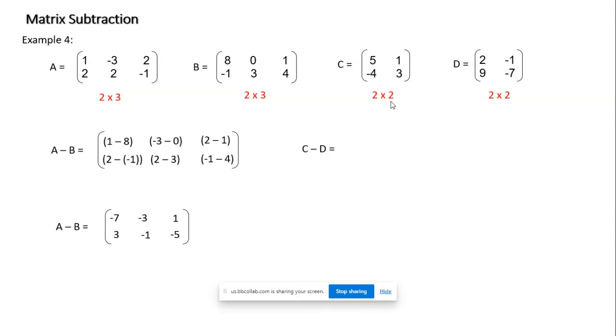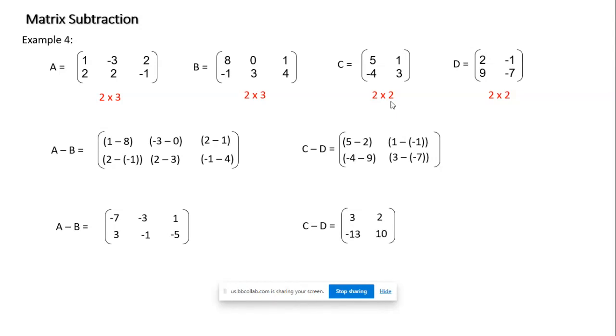I can subtract these two because I know that they're the same size. They're 2 by 2 matrices. So here, again, it's going to be 5 minus 2, 1 minus a negative 1, negative 4 minus 9, 3 minus a negative 7. Let's go ahead and simplify. 5 minus 2 is 3. 1 minus a negative 1 is a 2. Negative 4 minus 9 is a negative 13. 3 minus a negative 7 is 10.